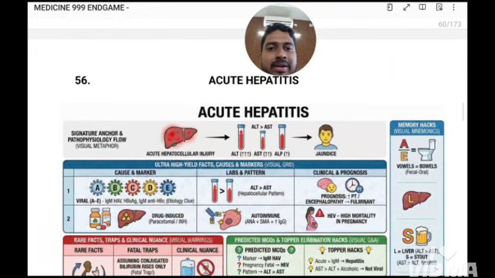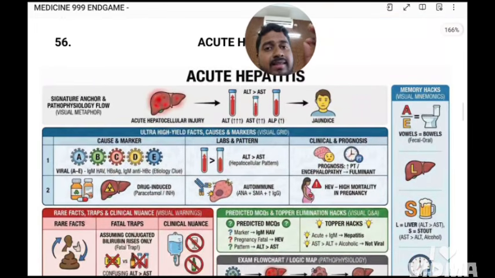We'll go next to hepatitis. So in acute hepatitis, there is hepatocellular injury, meaning liver cells are getting inflamed, as a result of which ALT, which is nothing but SGPT, and AST, which is SGOT. So this SGPT or ALT gets elevated more than AST, and in some cases alkaline phosphatase will also get elevated.